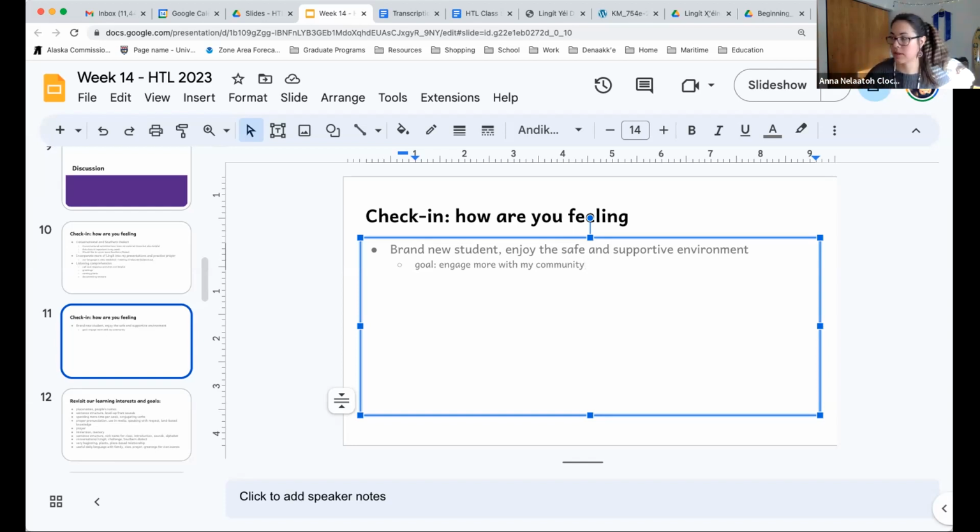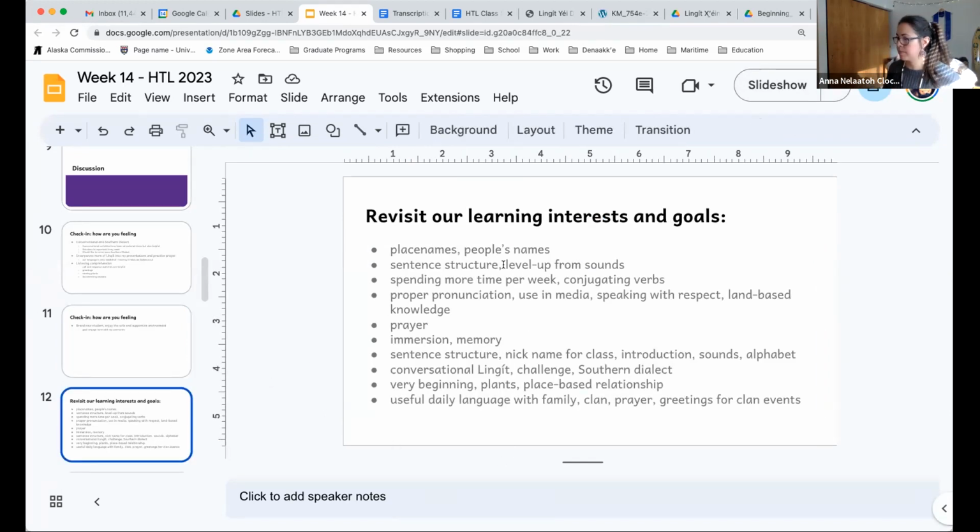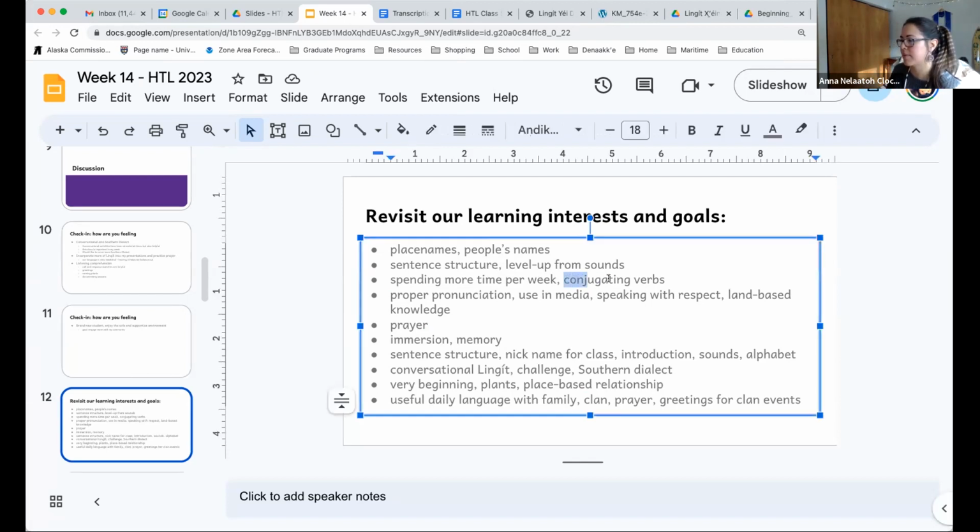That's one of my favorite things about learning language, the community that I'm connected to because of it. Some of the other goals people mentioned in the beginning were place names, people's names, sentence structure, leveling up from being able to just make sounds toward expressing ourselves, spending more time per week, and also conjugating verbs. I would say we're at the very entry level part of conjugating verbs.